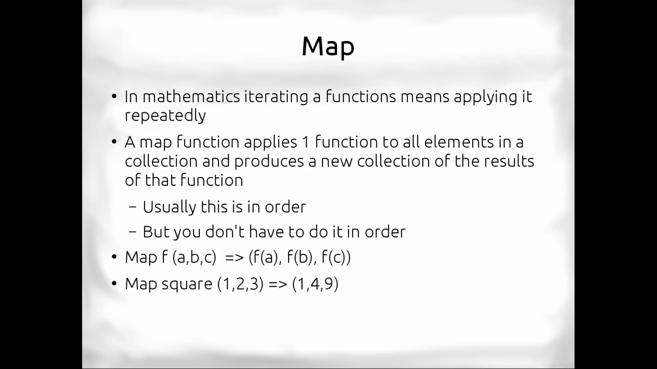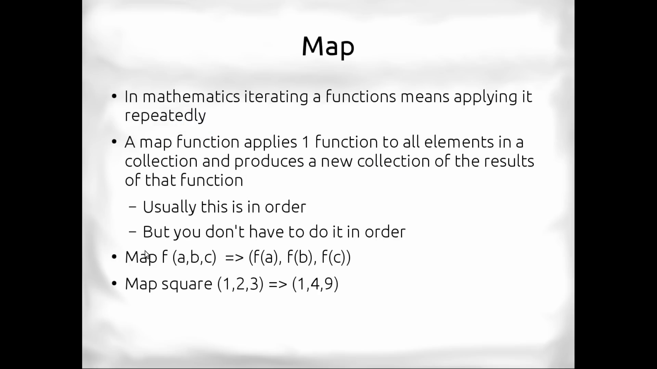So now I'm going to introduce the map function. Map does not come with Go. Map comes with a lot of other languages like OCaml, Haskell, Perl, Ruby, Python, I think Java now, and C# now, and everyone's got map now. Anyways, what map does is it's iteration in mathematics, basically applying a function repeatedly, applying it to every element in a collection.